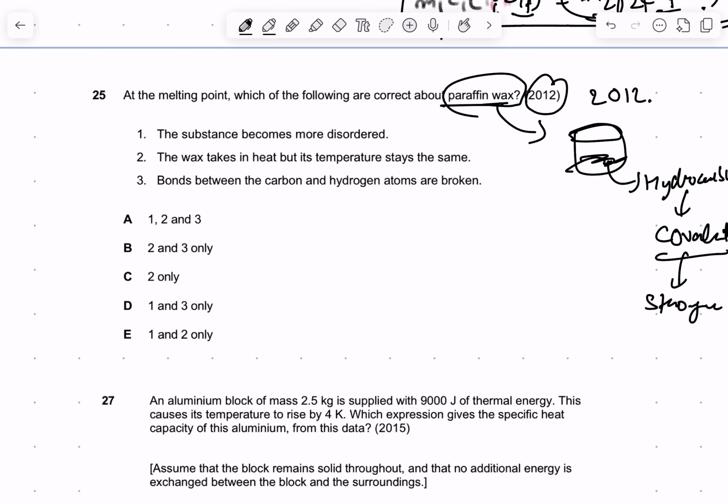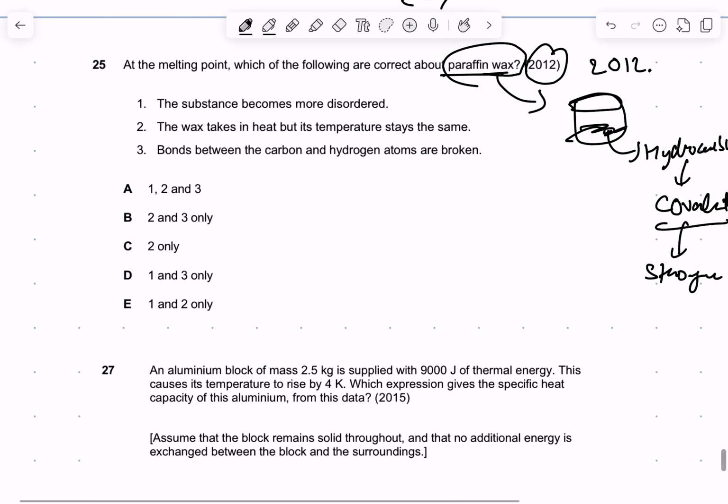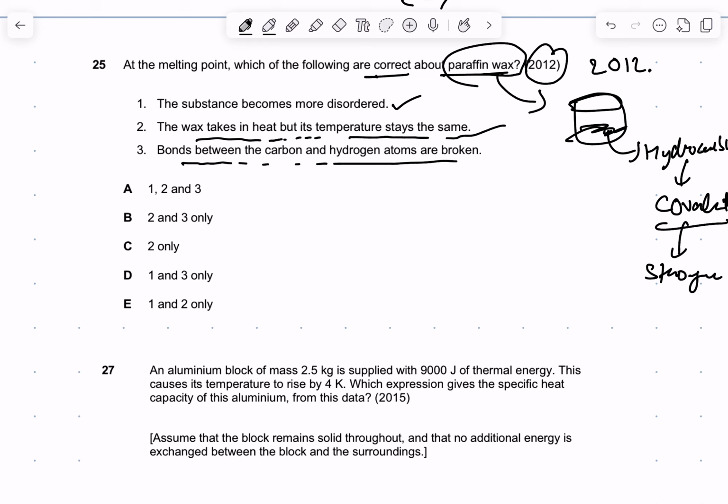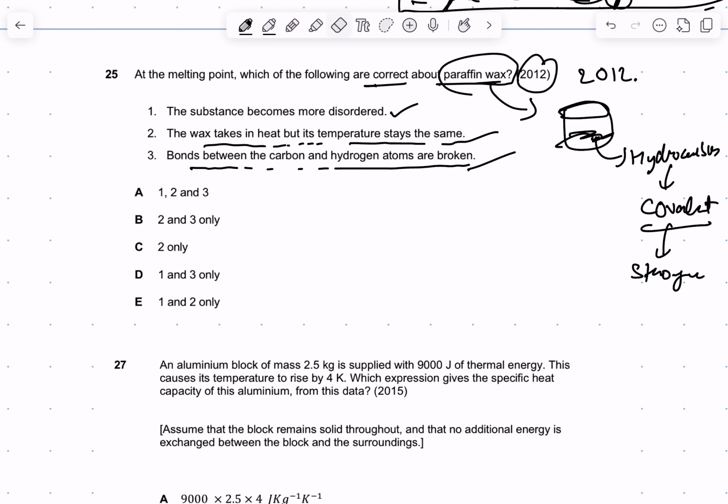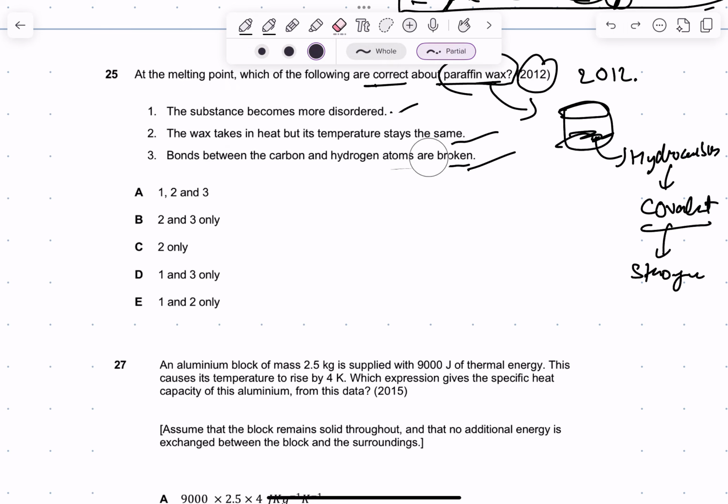So the question is, at the melting point, which of the following are correct about paraffin wax? I told you what paraffin wax is: a compound made up of a lot of hydrocarbons. The substance becomes more disordered. The wax takes in heat, but its temperature stays the same. Bonds between the carbon and hydrogen atoms are broken. Read the question carefully and give me the answer with reasoning. You have 1 minute to answer this question.